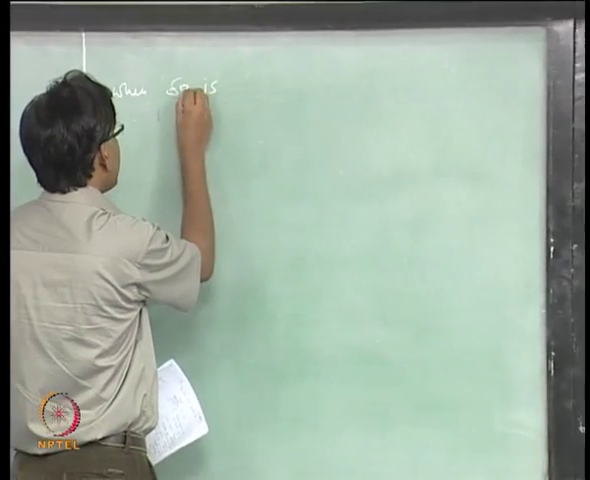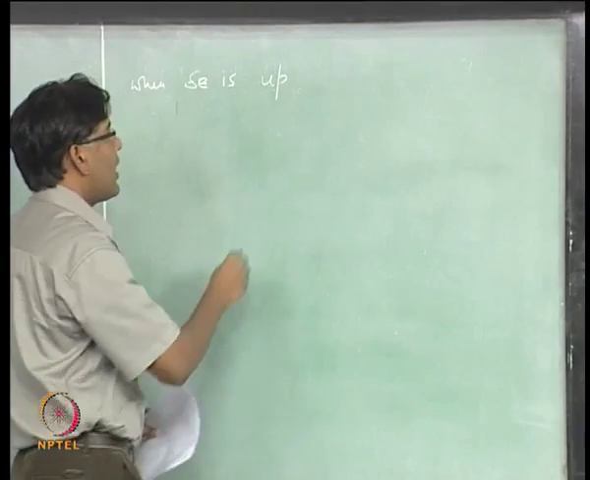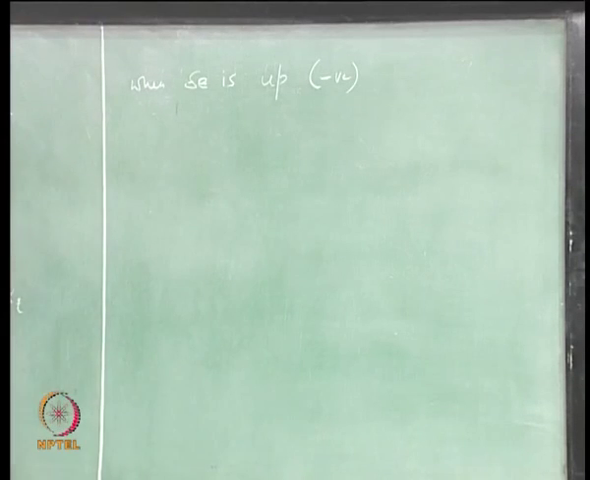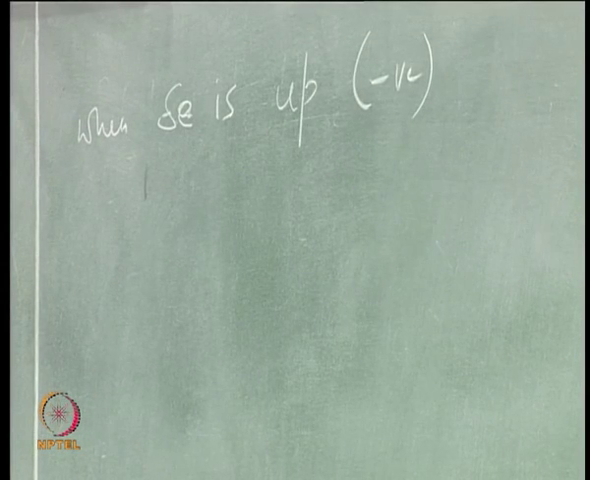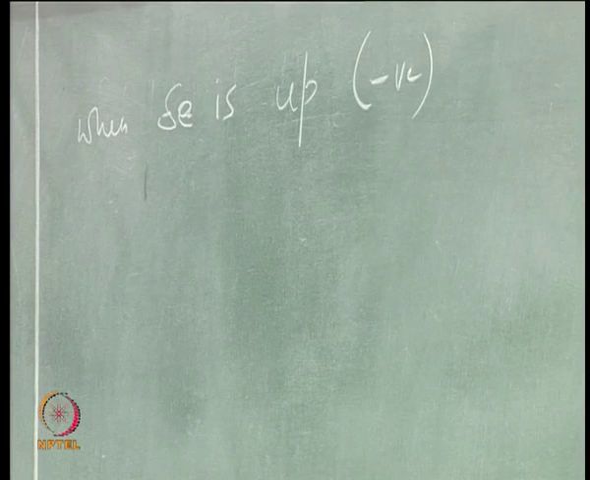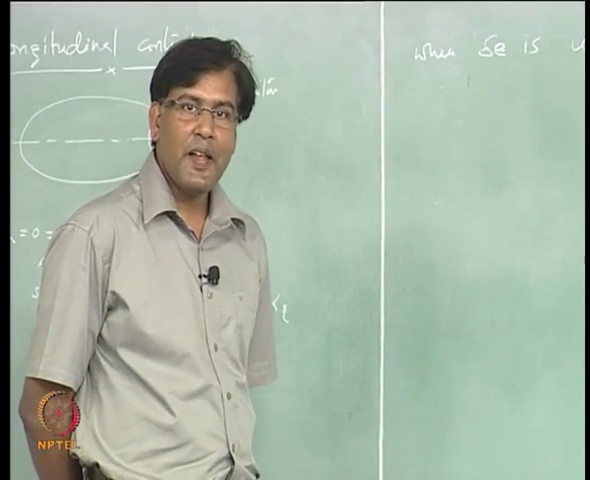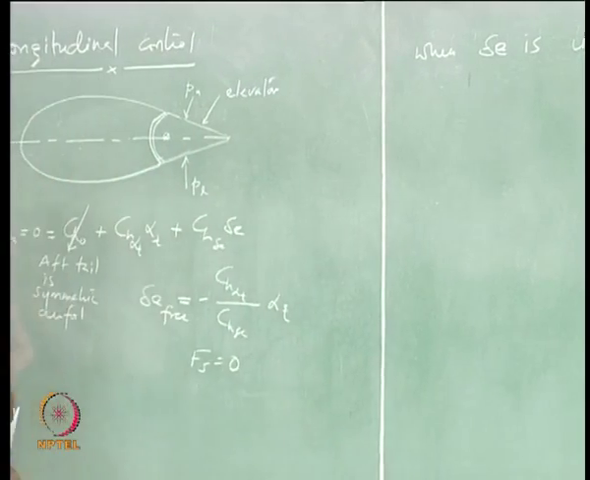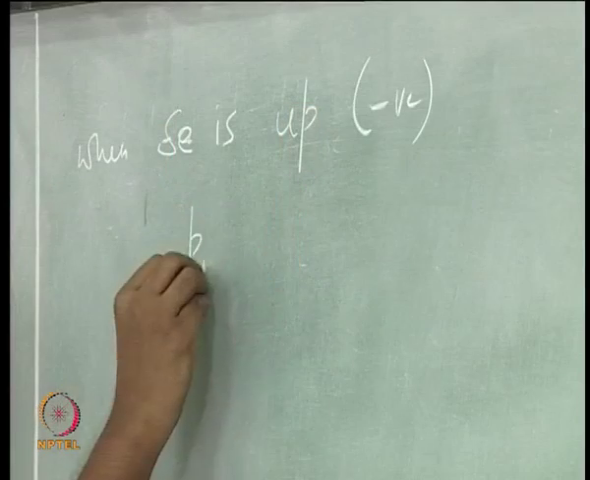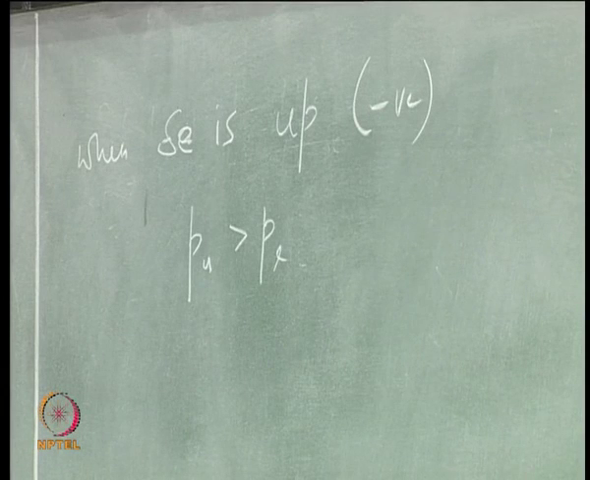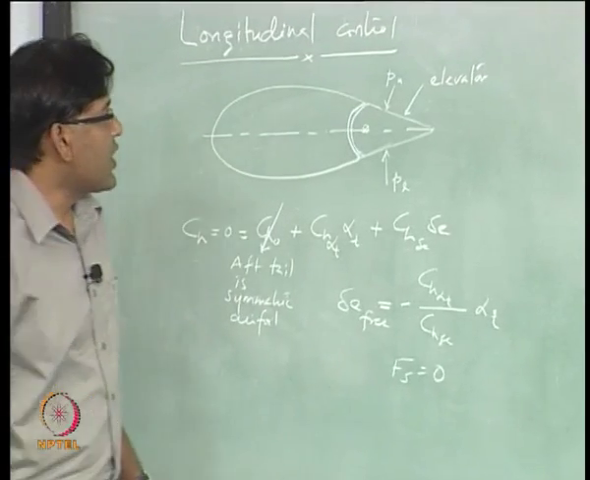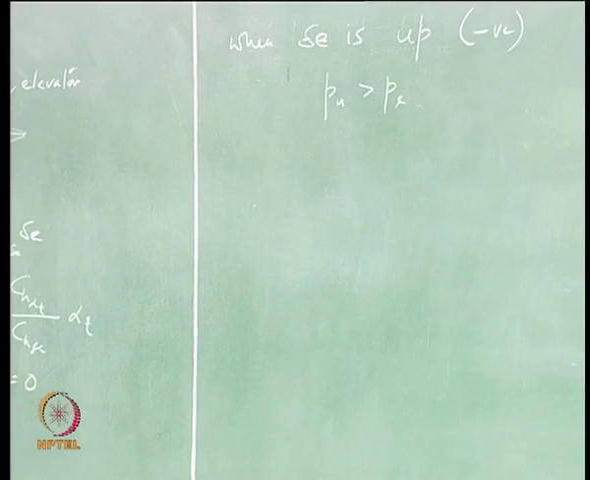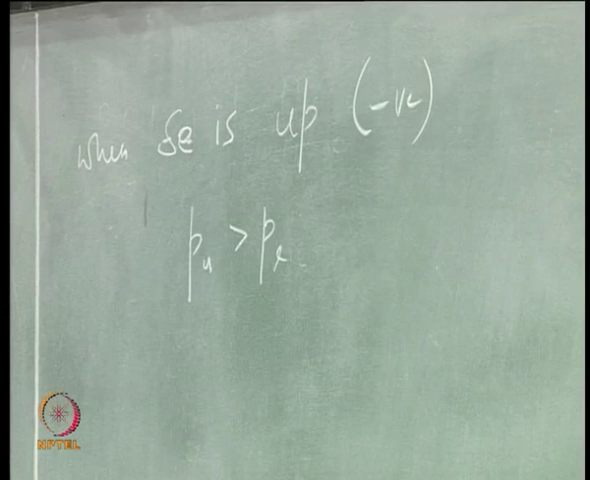And beyond that, if delta E is up, negative, right, what is happening? PL and PU, which one will be larger? PU will be larger, right, because the camber is negative, okay. So PU is larger in this case, so you are getting a lift downward, isn't it? So if PU is greater than PL, then which way is the aerodynamic moment acting on the hinge point? Positive.